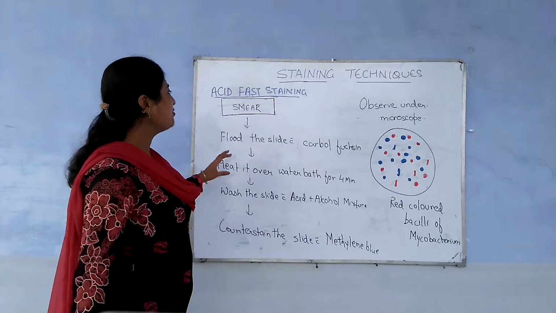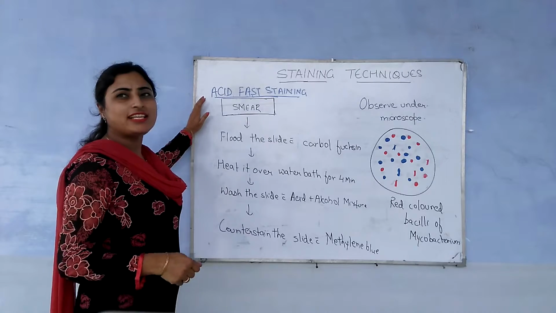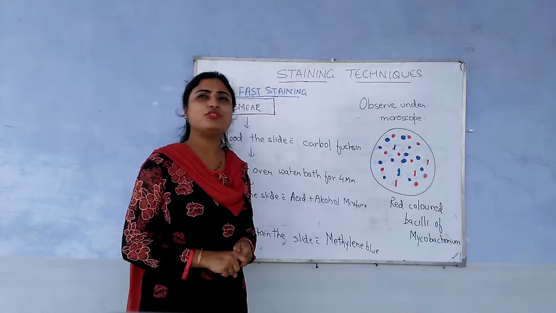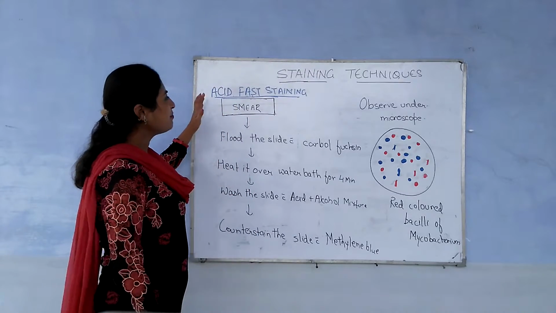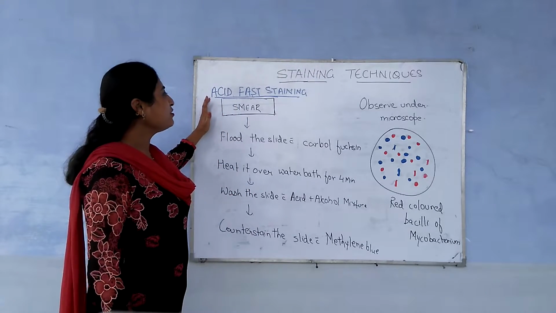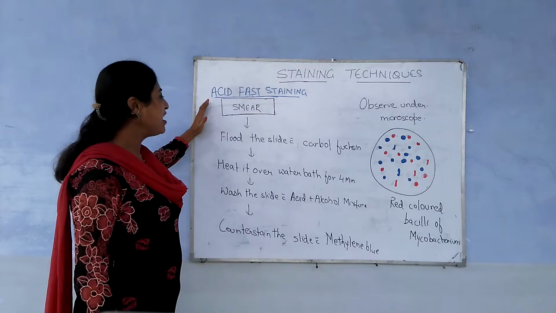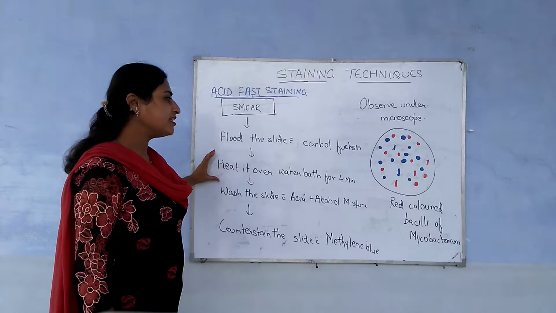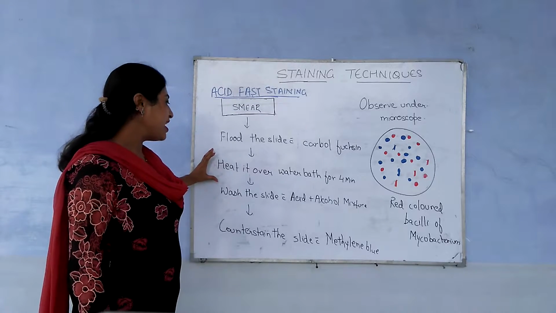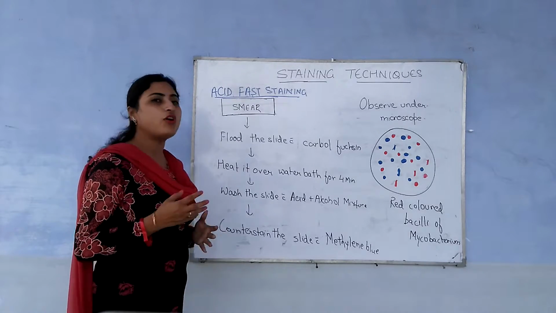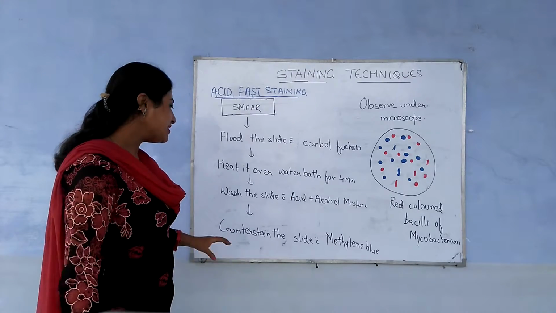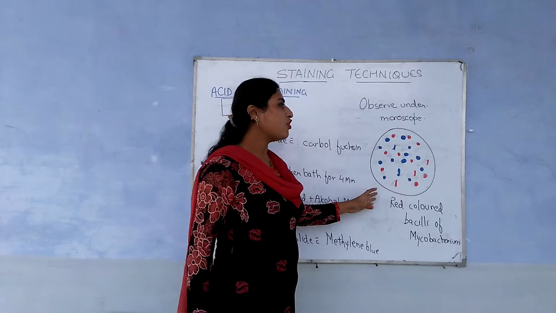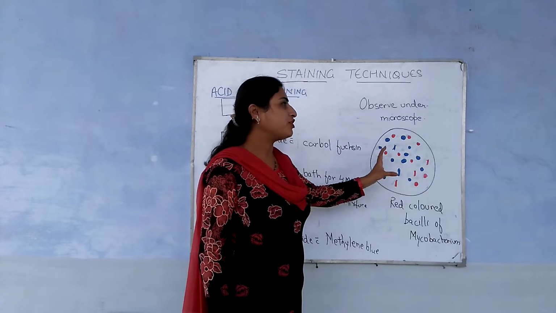Next technique is the acid fast staining technique. This technique is used to identify mainly the Mycobacterium species, mainly Mycobacterium tuberculosis. This is the procedure for the acid fast staining. First of all, we will prepare the smear, and then we will flood the slide with carbol fuchsin. Then we will heat the slide over a water bath for 4 minutes, and then we will wash the slide with an alcohol plus acid mixture. The last step is we will counter stain the slide with methylene blue. At the end, we will observe red colored bacilli of Mycobacterium.